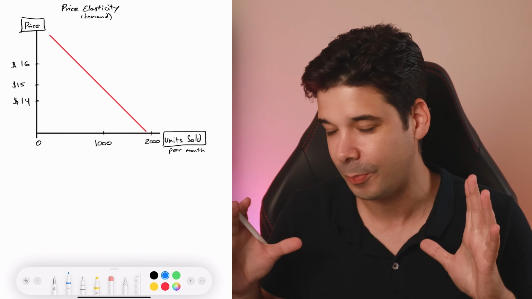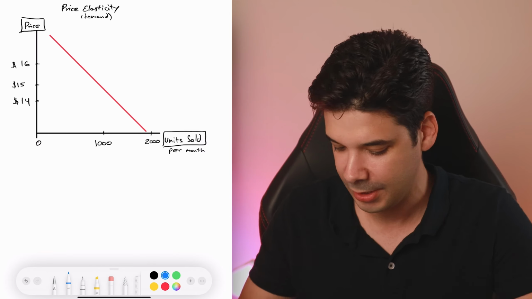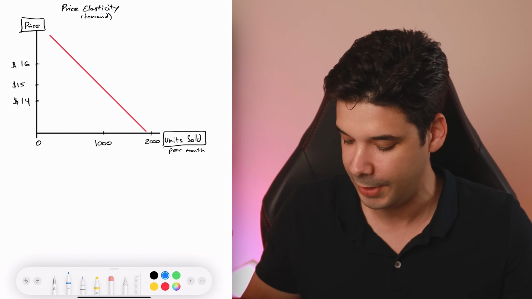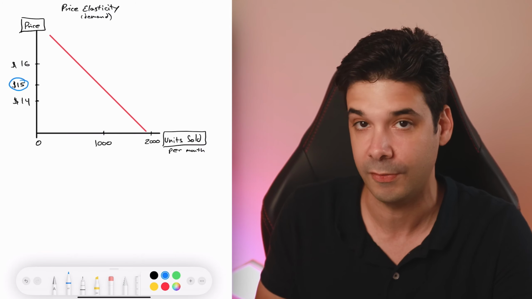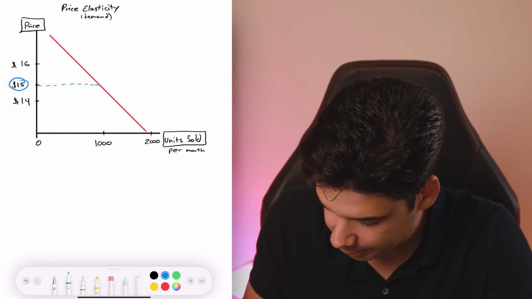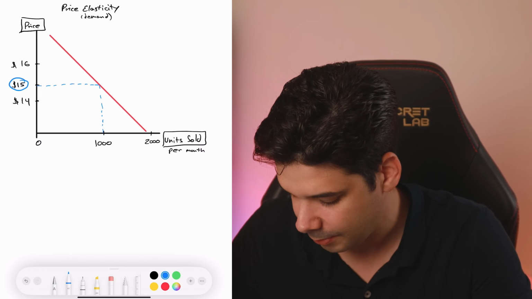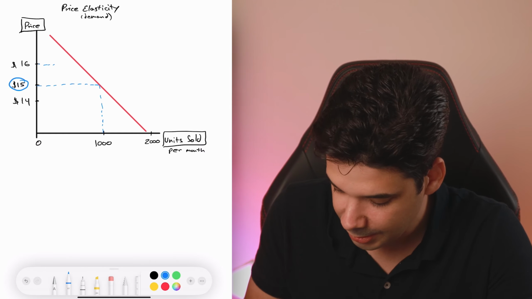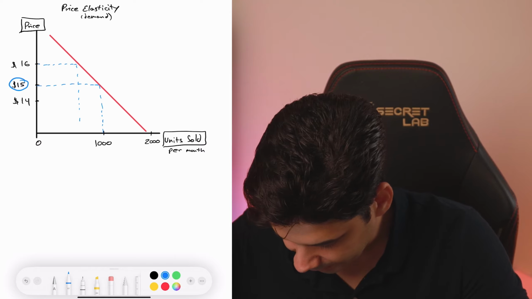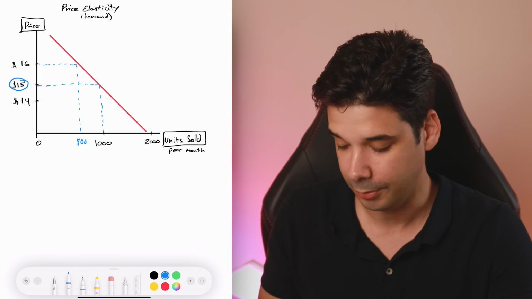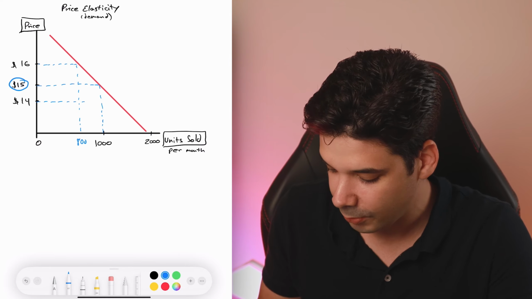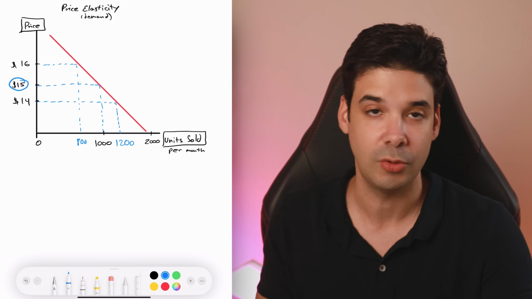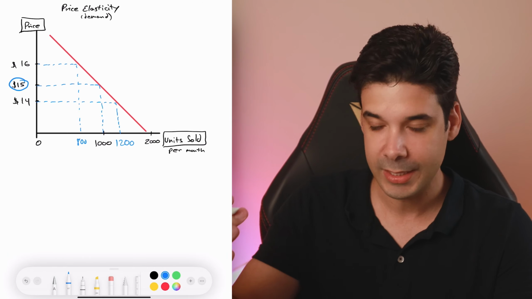So here's an example of how price elasticity will affect your sales. On the vertical line, we have the price, and on the horizontal line, we have the units sold per month. So let's say that you are selling your product for $15. Well, you are going to sell, let's see, 1,000 units per month. Now, let's say that you decide to increase the price to $16. Well, now you're going to sell, let's see, 800 units in that month. But let's say that you decide to lower the price to $14. Well, now you're going to sell 1,200 units, right? So that's how pricing will affect your sales.